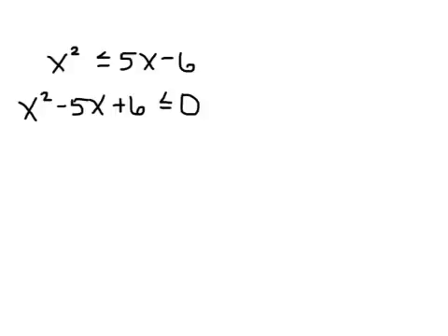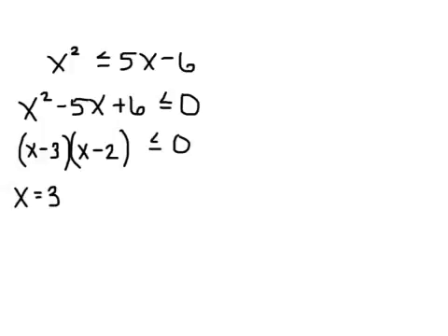And then from here, I'm going to factor it. Okay? It's a quadratic, and it can factor. So I'm going to factor x minus 3, x minus 2. When I multiply those, it gives me positive 6, but when I add them, it gives me negative 5. And then when I set them each equal to 0, I will get x equals 3 and x equals 2. Those are my numbers on my number line.